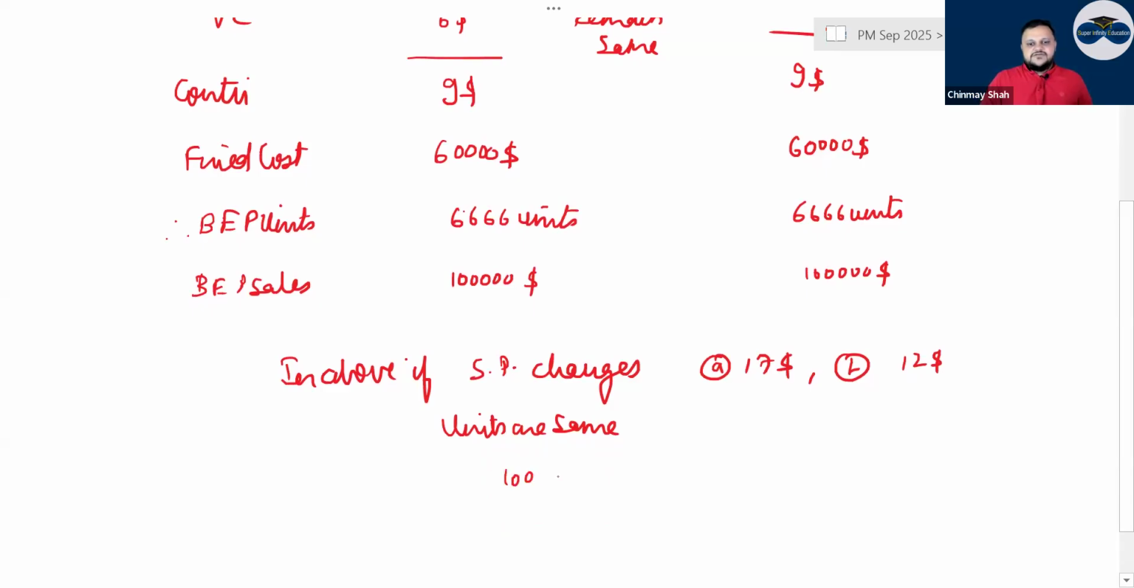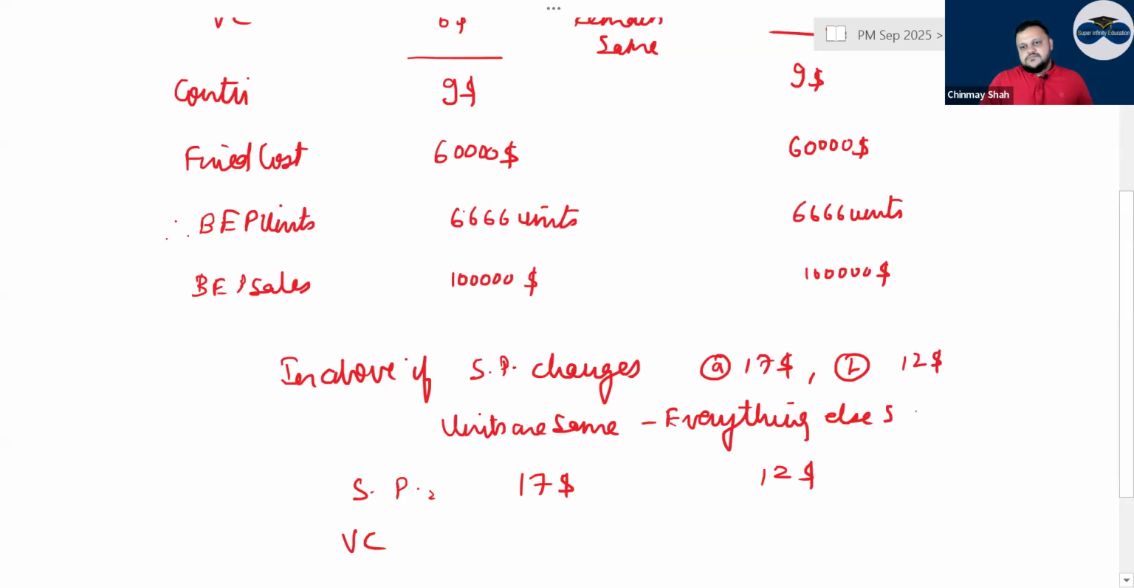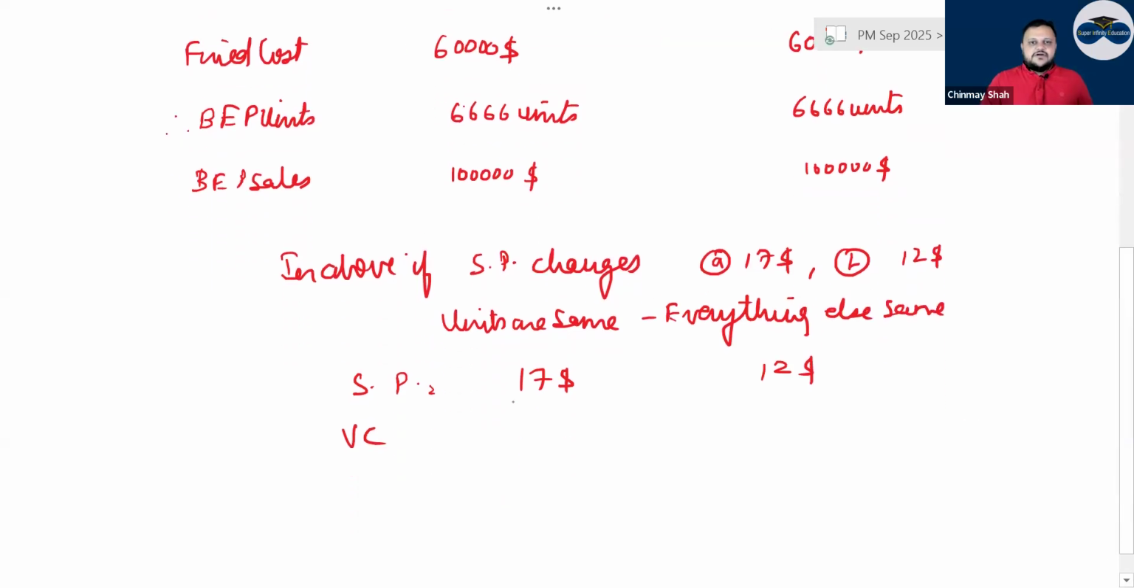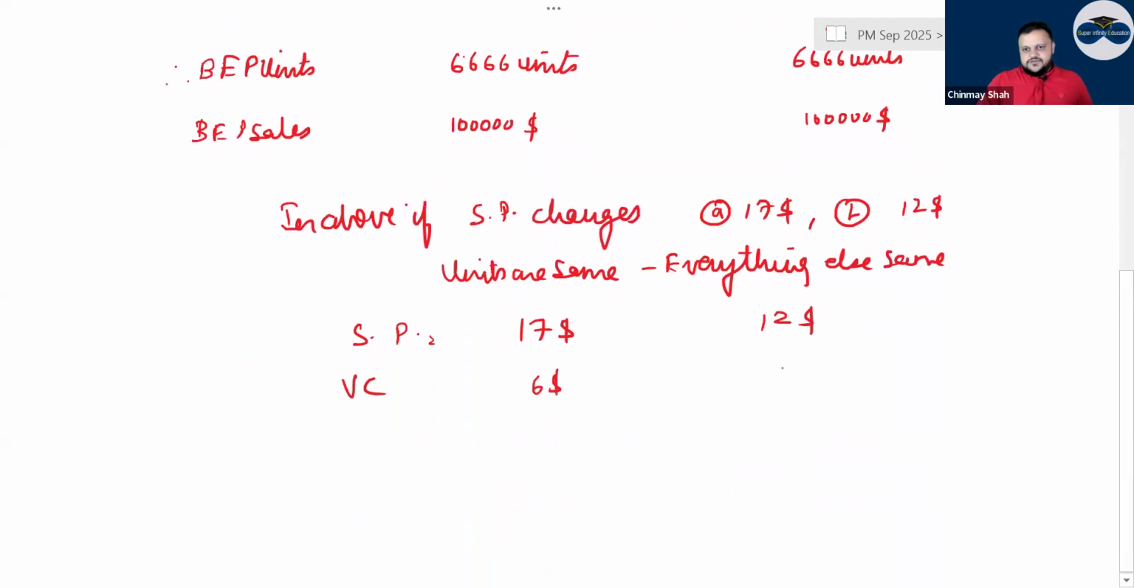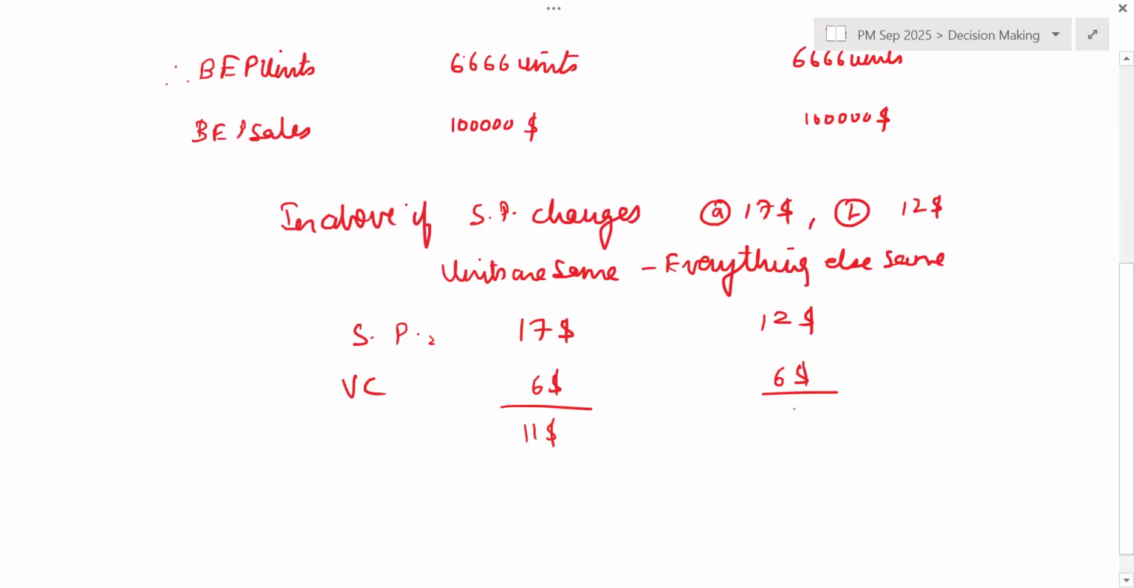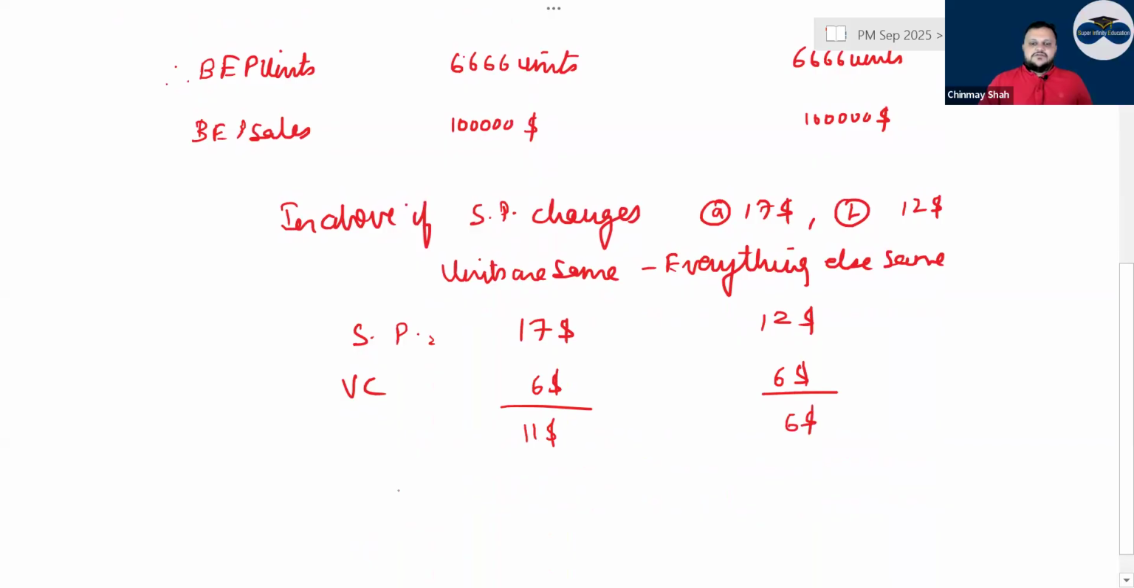So tell me, at 10,000 units, leave the units aside for now. Have a look, selling price is equal to $17 or $12. Will the variable cost change? Everything else is the same. Variable cost is how much? $6. So minus the $6 from both the cases. How much is contribution at $17? 11. And at $12? Fixed cost is also the same. How much is fixed cost? 60,000.